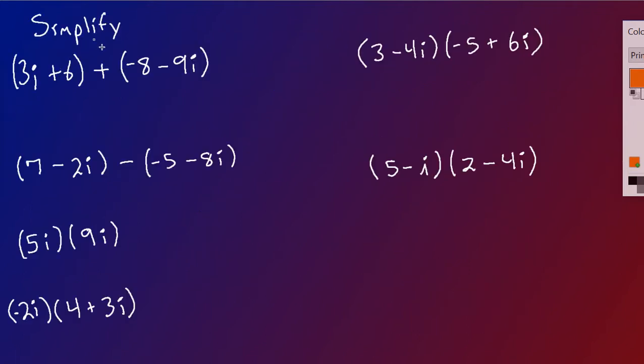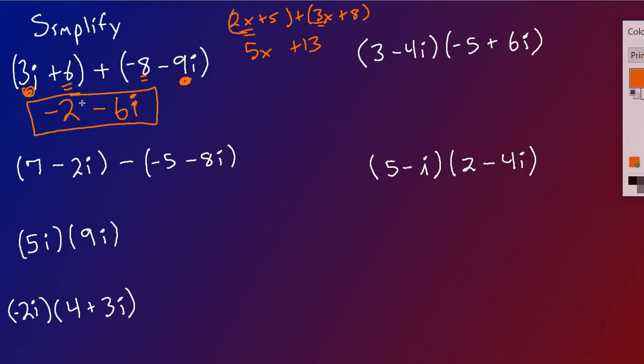Okay, so we can simplify complex numbers pretty easily. So if I had 2x plus 5, and then I added 3x plus 8, we know that I would just combine my like terms. So 2 plus 3 is 5x, and 5 plus 8 is 13. I'll just add my like terms and then I'm done. So the same thing goes for complex numbers. So I have a 6 right here and a negative 8, so 6 minus 8 is negative 2. And then I have right here a 3i, and right here a negative 9i, so 3 minus 9, that's negative 6i.